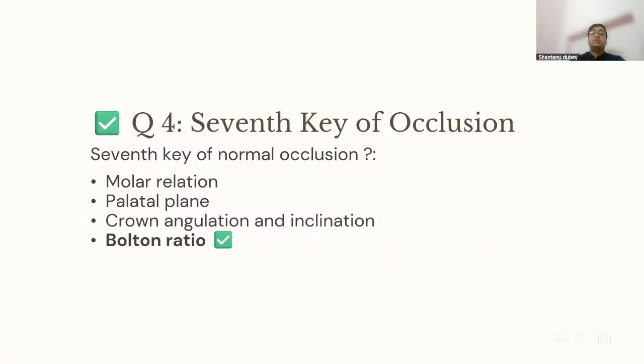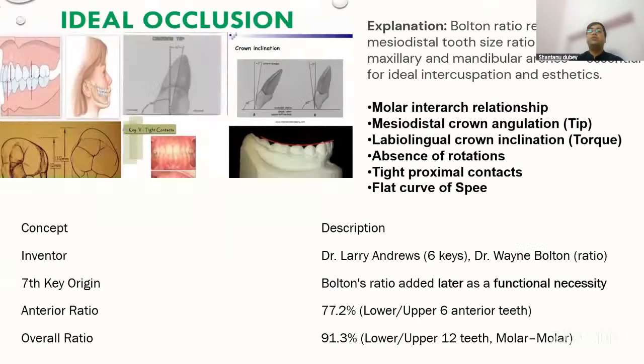Another question is the seventh key of occlusion. What is the seventh key of normal occlusion? We have discussed this many, many times. Is it molar relation, palatal plane, crown angulation, inclination, or Bolton's ratio? The six keys of occlusion: first, we should know what the six keys of occlusion are. We have discussed it many times.